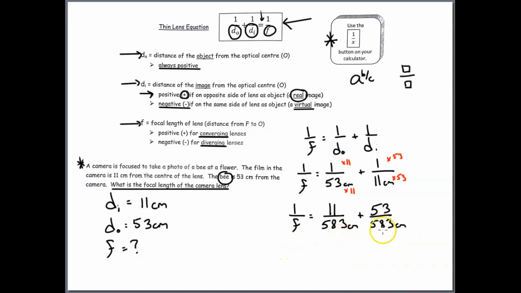All right, so now we can add them because they have the exact same denominator. So 53 plus 11 is just 64 over 583.